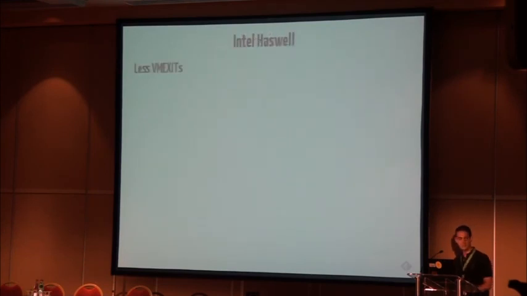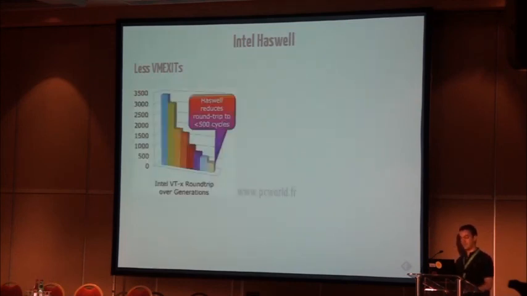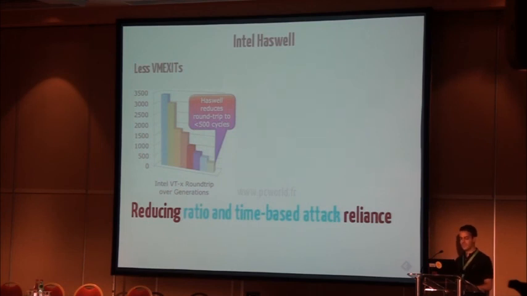Also, you have the Intel Skylake architecture. Maybe it will be out in June, so I haven't tested it, but I took some schemas from pcworld.fr, and you can see that the round trip is below 500 cycles, but it's not enough to bypass the ratio detection. So we will wait, I think, two new architectures before this detection mechanism will be old. It reduces ratio and time-based attack reliance.